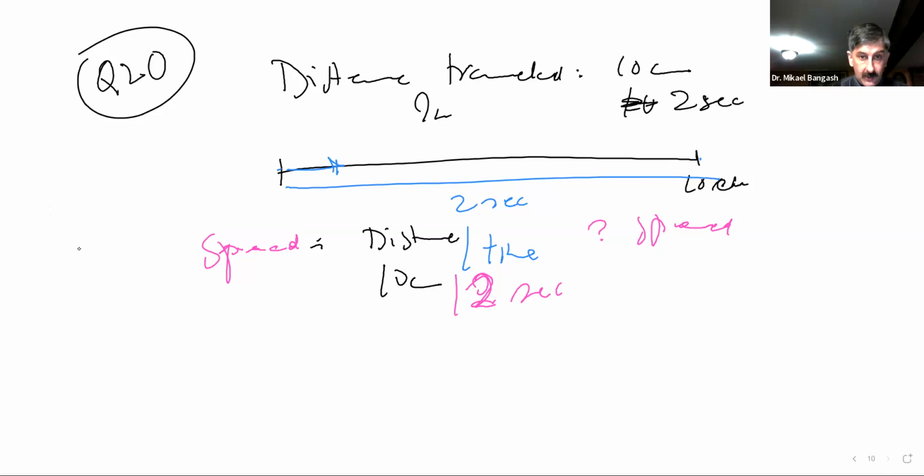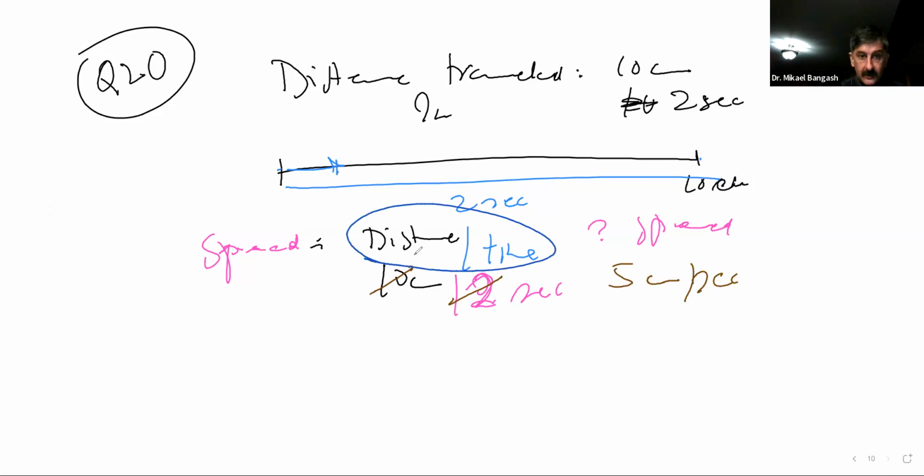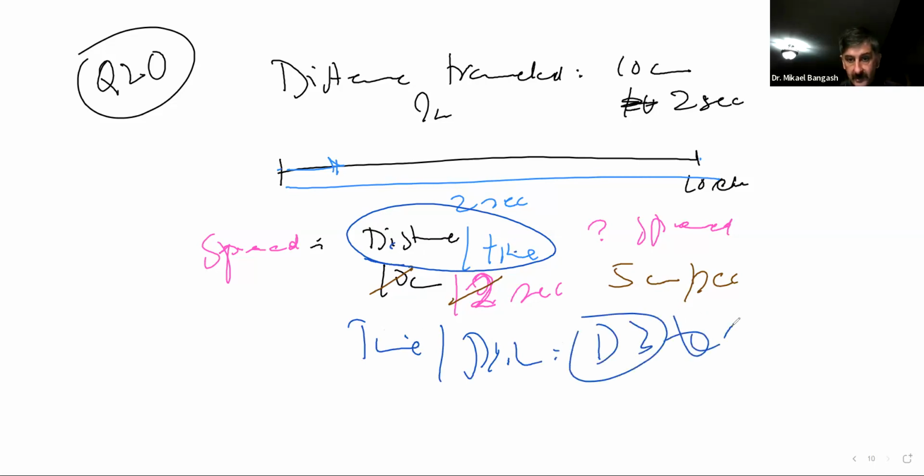Now you just have to notice what to do. 10 divided by 2 becomes 5 centimeters per second. So you could very easily have got the thing wrong had you not known your units, or how the speed is calculated, because had you gone by time over distance, you could have got option D and said, well, that's the right answer, which is not.